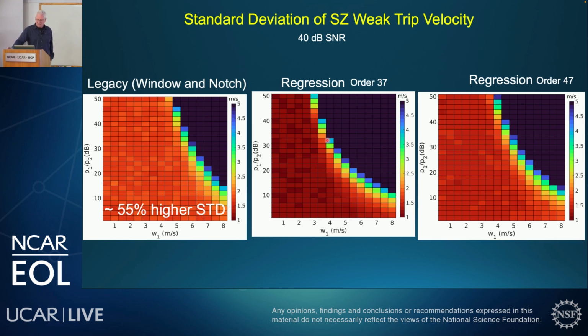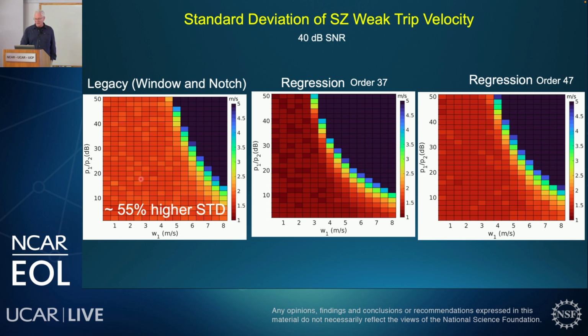And here's a simulation now. This is all simulated data. The bottom axis is the width of W1, meaning the strong trip. So as a function of the spectrum width of the strong trip echo versus the ratio of the strong trip power to the weak trip power, you see all these colors, and all these colors stand for a standard deviation of the estimate. This is for that set of parameters that I showed before. And these are coming in here, I forget what, a little under 2 meters per second.